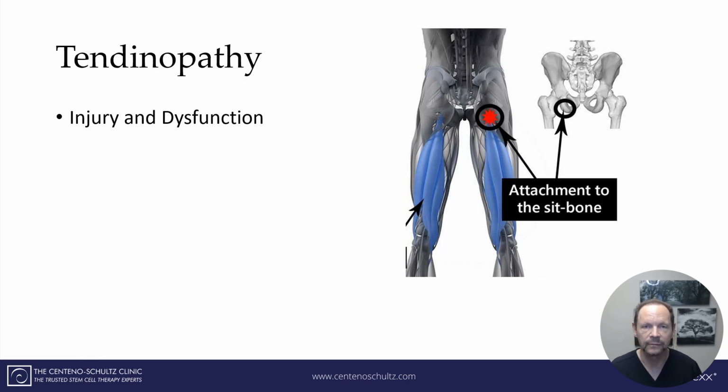So what in the world is a tendinopathy? Basically, it's a collective term that refers to injury or dysfunction of a tendon. So for a hamstring tendinopathy, we have injury or dysfunction of the hamstring tendon. And the most common area of involvement is at its origin at the ischial tuberosity, i.e. the sits bone. So here it is.